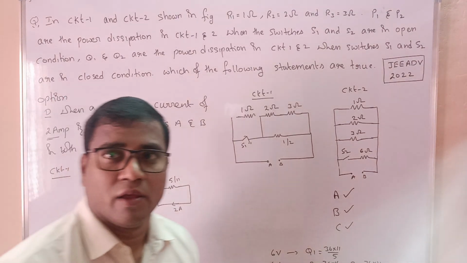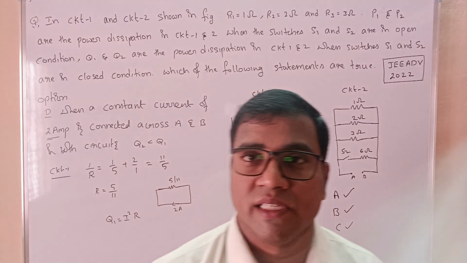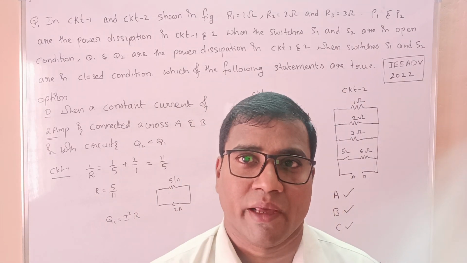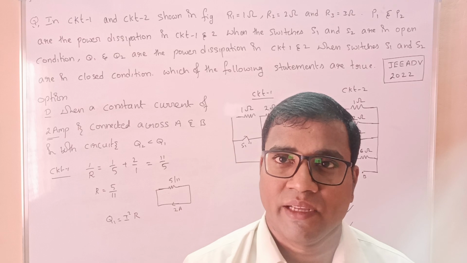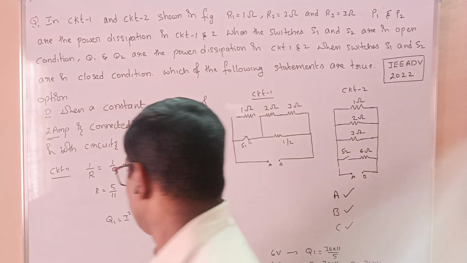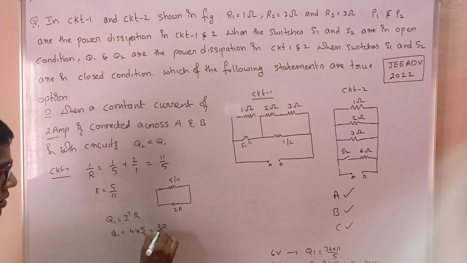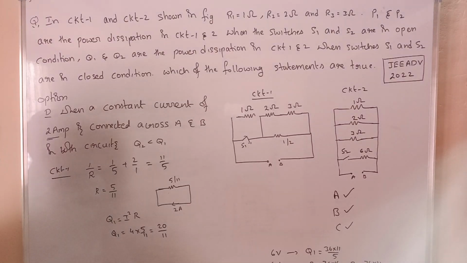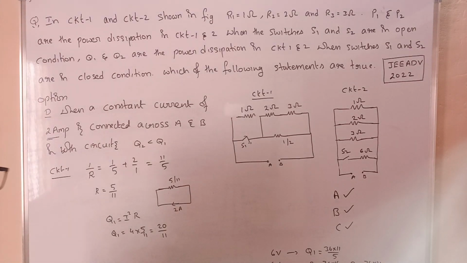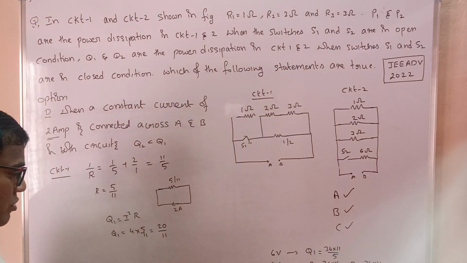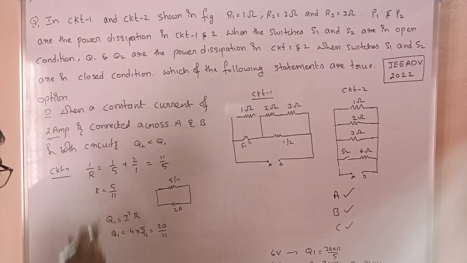We have to understand that when a potential is given, power is V square by R. When current is given, power is I square into R. So here Q1 can be written as I square into R. I square is nothing but 4, and R is nothing but 5 by 11. Directly I will write 20 by 11. Again, we are only comparing, so no need to write these things. So Q1 is equal to 20 by 11, and we will go for the second circuit.